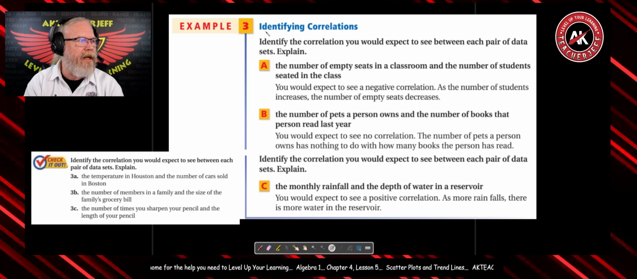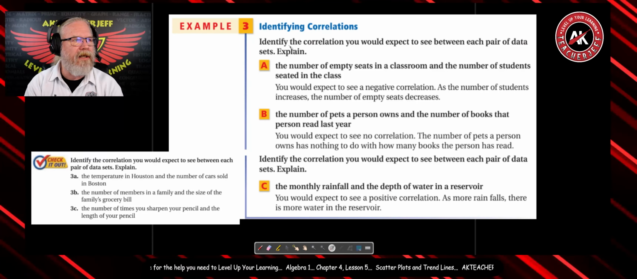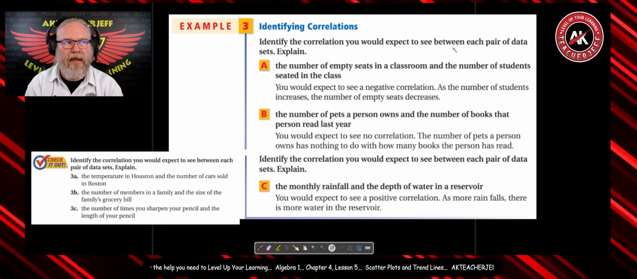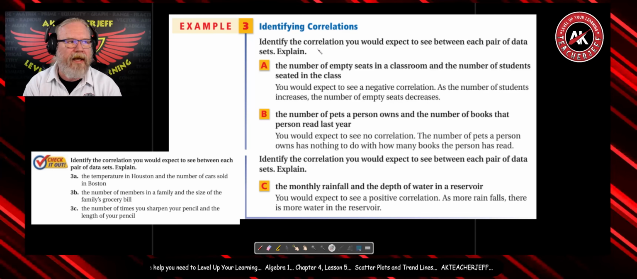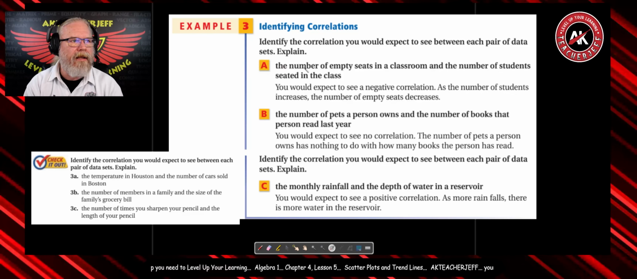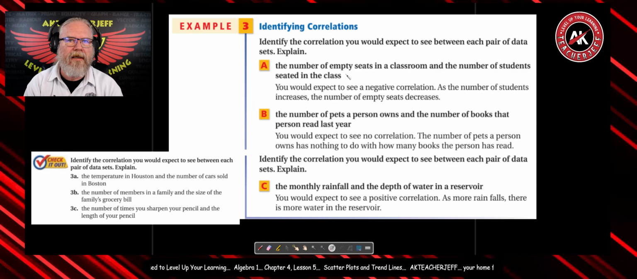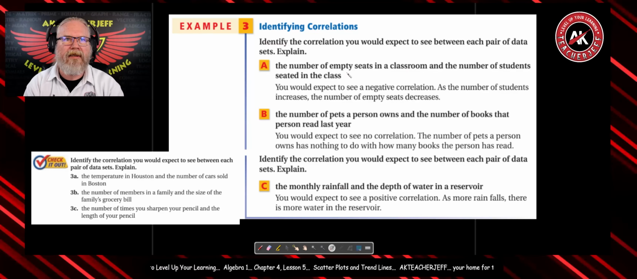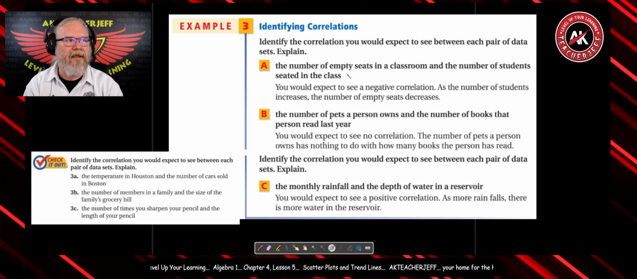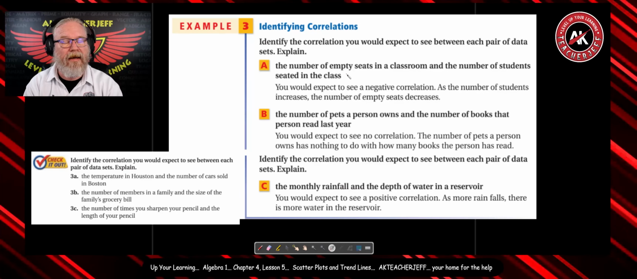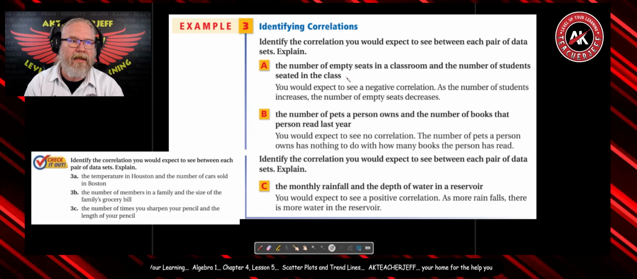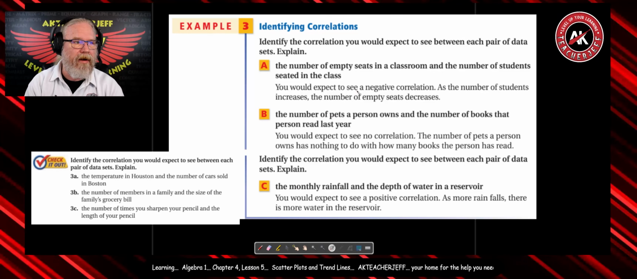Here in example 3, identify correlations. Identify the correlation you would expect to see between each pair of data sets and explain. A, the number of empty seats in the classroom and the number of students seated in the class. Well, it seems like as the number of students sitting in the class increases, the number of empty seats is going to decrease. So that would be a negative correlation.